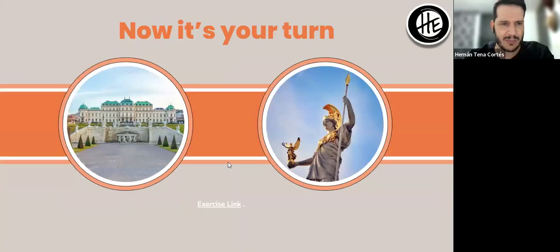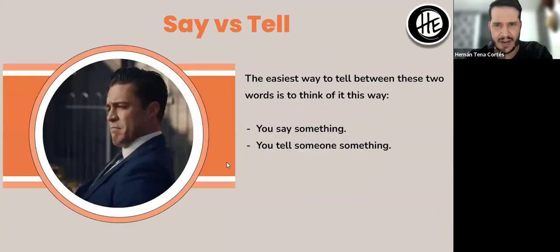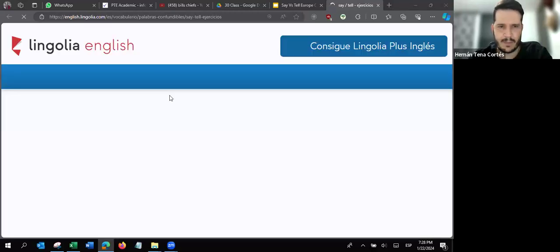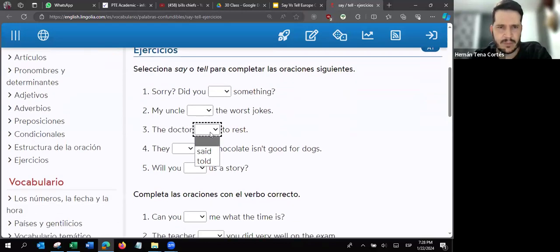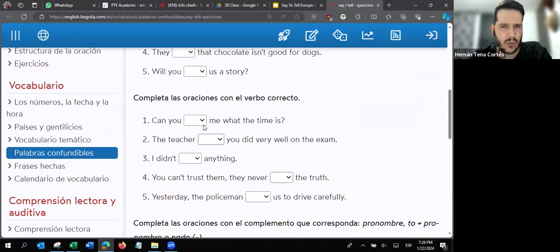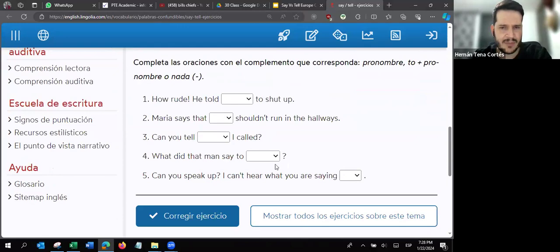Now, let's take a look at some practice together here. All right? Well, let's take a look at this exercise together. In these exercises here, you are going to use say or tell. Said, remember, in the past, say is said, and the past of tell is told. You have to choose the correct ones. And the same thing with the second section, and the same thing with the third.